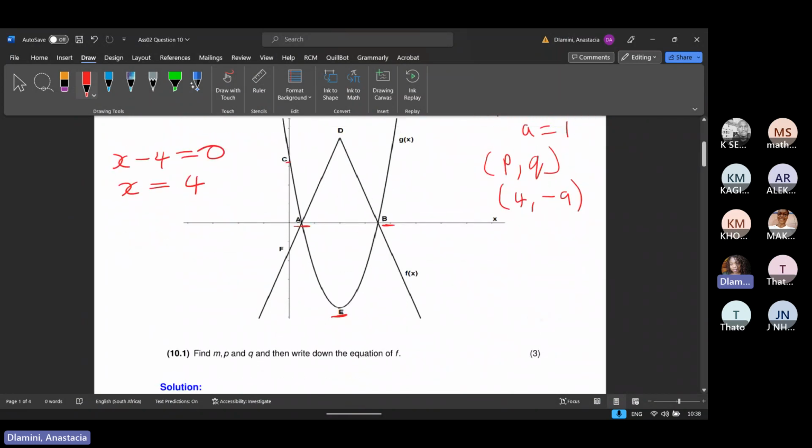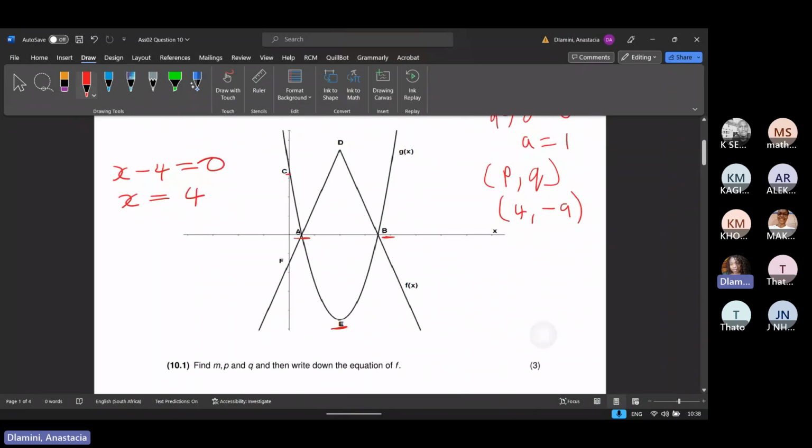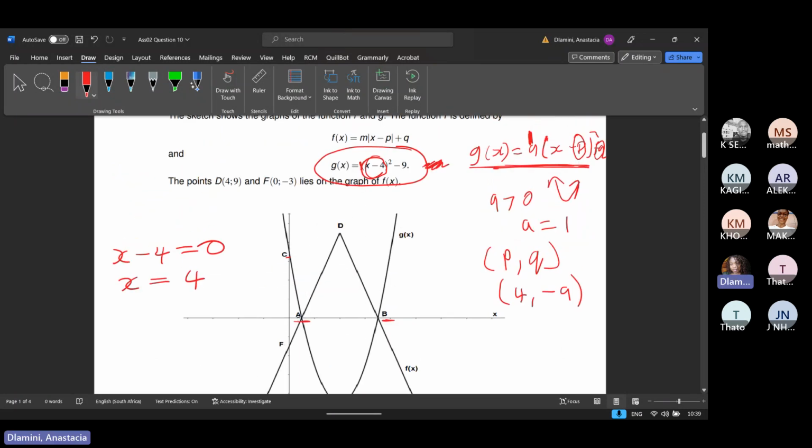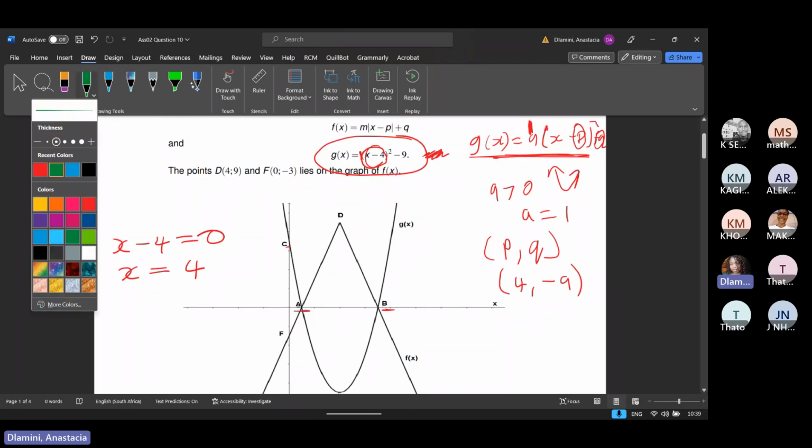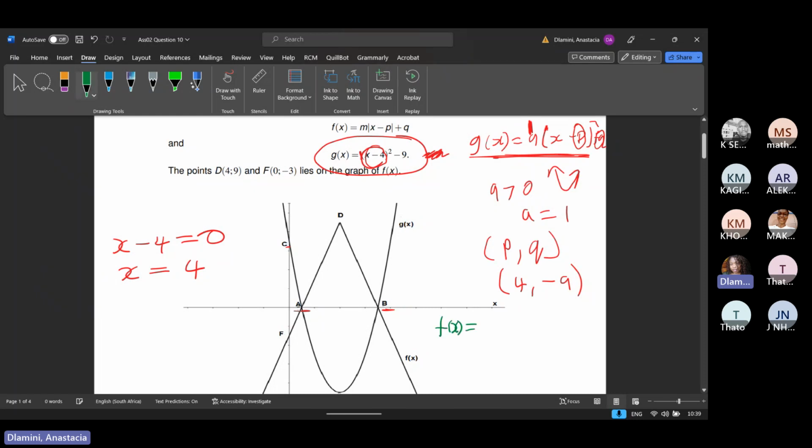So let's go to the question. The first question says, find M, P, and Q and write down the equation of f. So we go to f. They say f of x is equal to M times the absolute value of x minus P, plus Q.